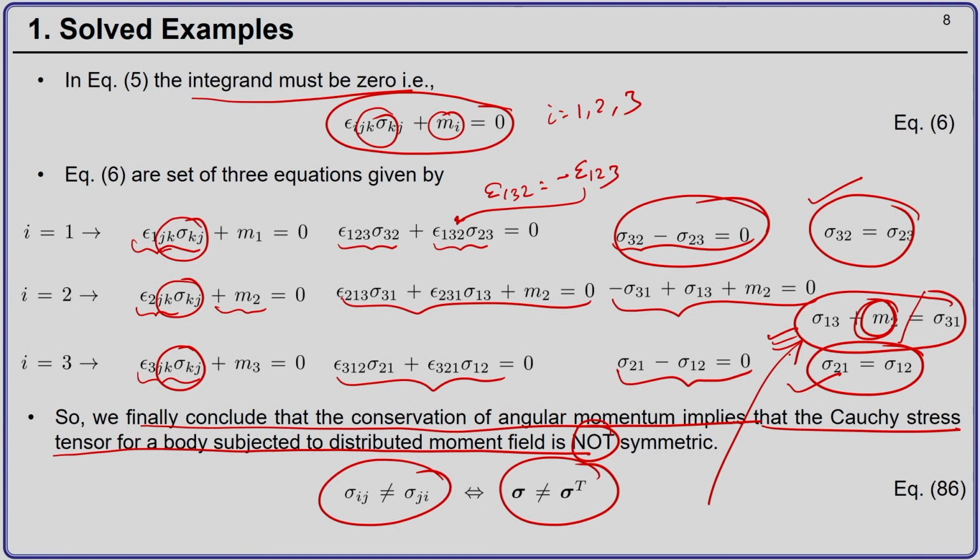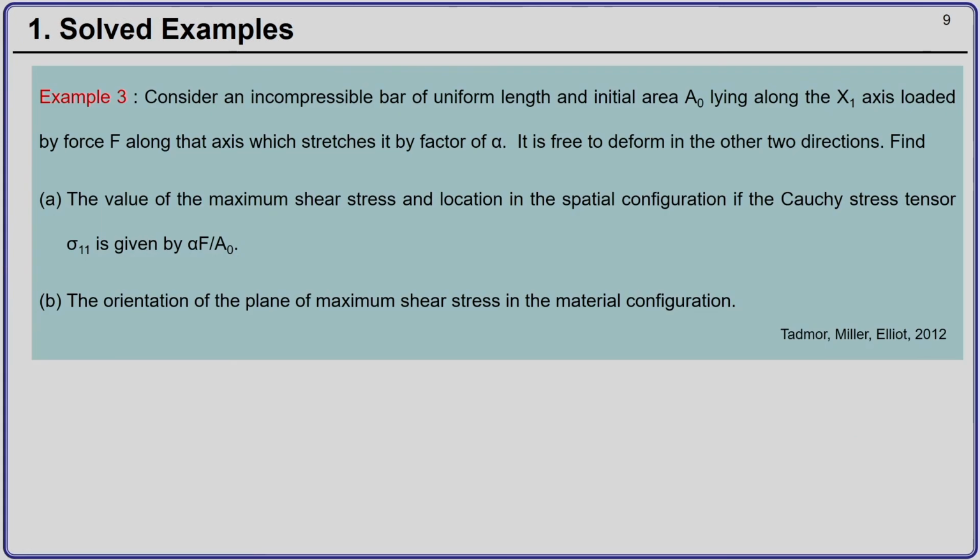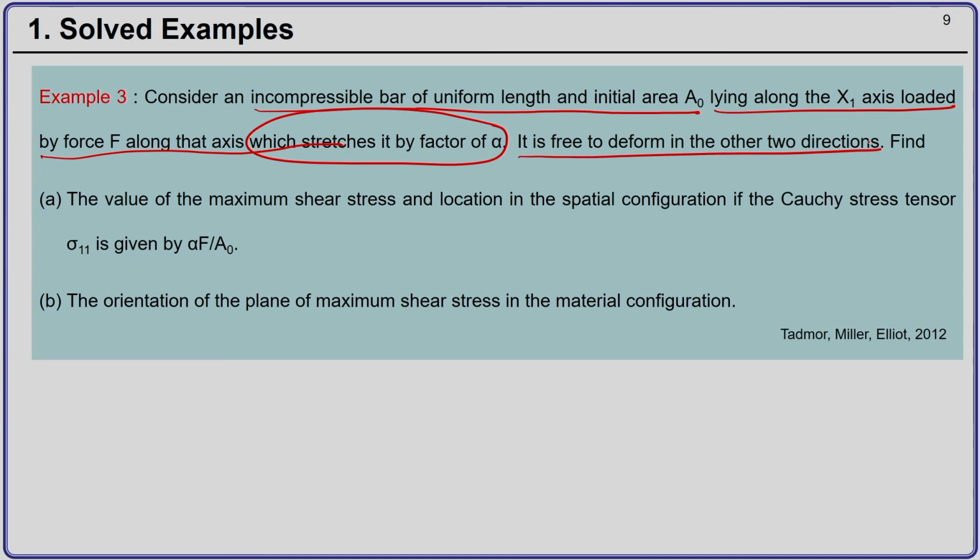So, next we consider the final example, in which you have an incompressible bar of uniform length and initial area A_0, which is lying along the x_1 axis, loaded by a force F along the axis, and the bar stretches by a factor of alpha. Okay. And the bar is free to deform in the other 2 directions, that is in the E_2 and E_3 directions, that is x_1, x_2 and x_3 directions.